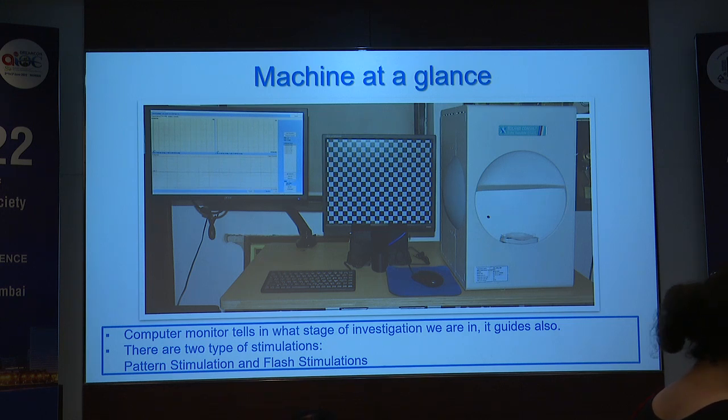The machine usually consists of three parts. First is the computer monitor, which tells us what stage of the investigation we are in. Then we have the stimulation part, which has the central monitor and the Ganzfeld bowl. The central monitor gives the pattern stimulation, and the Ganzfeld bowl sets up the flash stimulation.